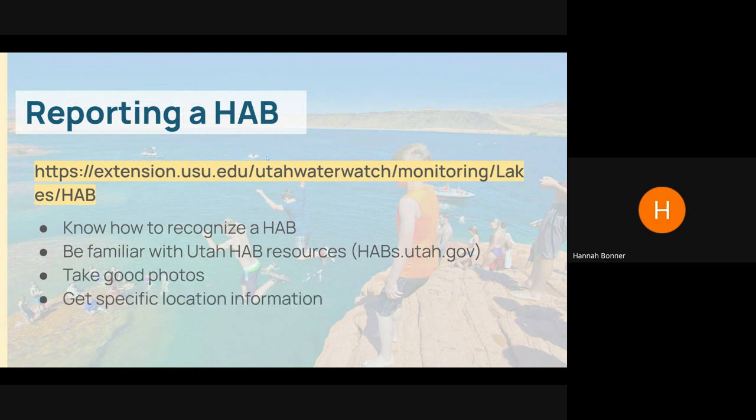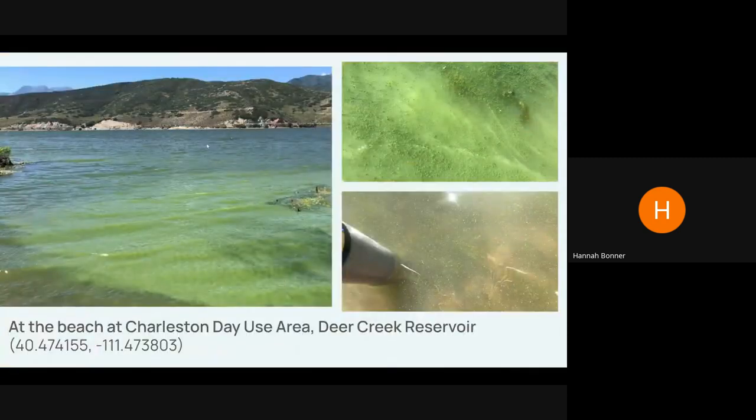The other things that are really helpful are taking good photos, which allows us to understand what you're seeing and visually assess the situation, and also collecting really specific location information anytime you see something suspicious. I have an example here from 2023. This was a report we received about a possible harmful algal bloom at Deer Creek Reservoir, and as you can see, the reporting party shared a variety of photos.